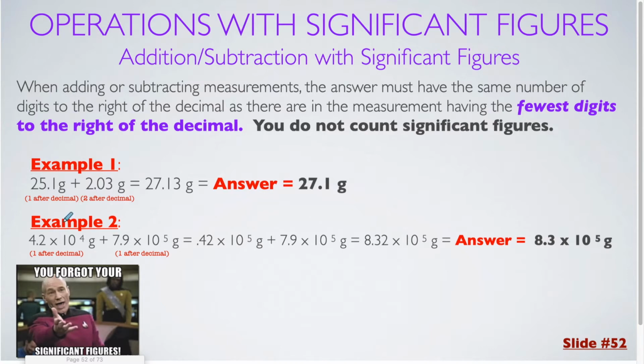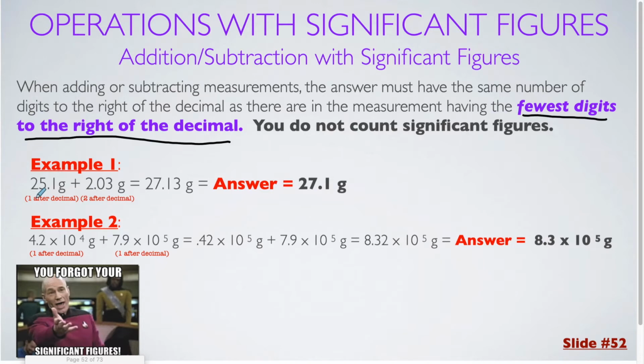When adding or subtracting measurements, the answer must have the same number of digits to the right of the decimal as there are in the measurement having the fewest digits to the right of the decimal. You're actually not counting significant figures at all for addition and subtraction, which I know might seem a little counterintuitive. We're just looking at places after the decimal.